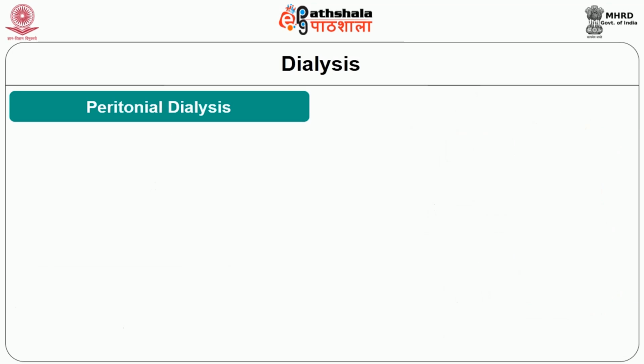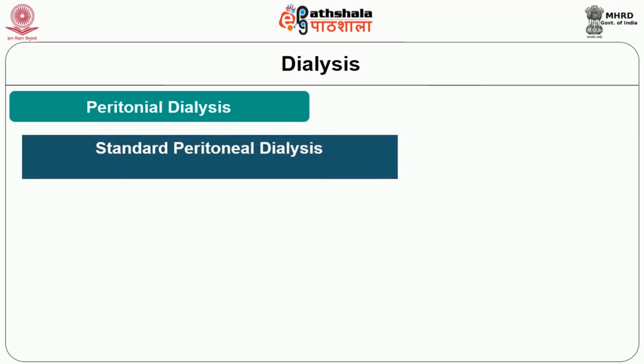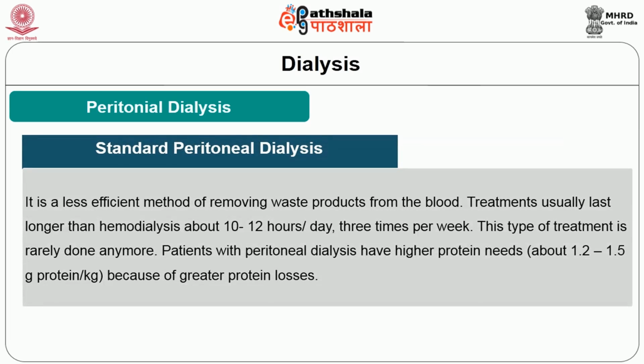Several types of peritoneal dialysis exist. Standard peritoneal dialysis is a less efficient method of removing the waste products from the blood. Treatments usually last longer than hemodialysis, about 10 to 12 hours per day, 3 times per week. This type of treatment is rarely done anymore. Patients with peritoneal dialysis have higher protein needs because of greater protein loss.